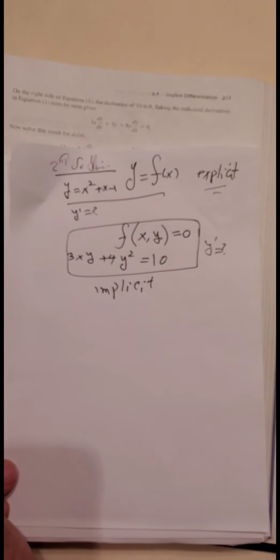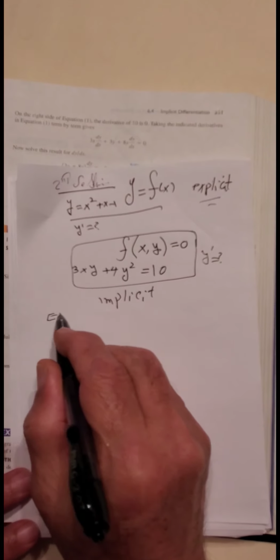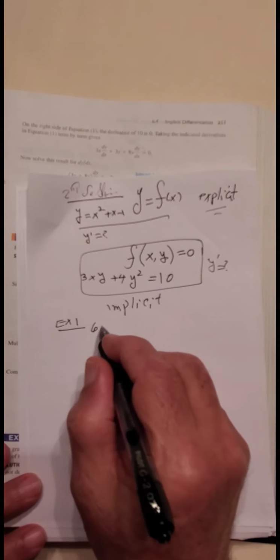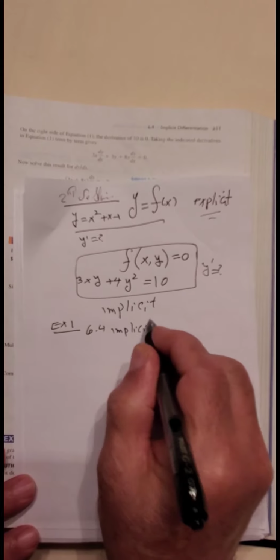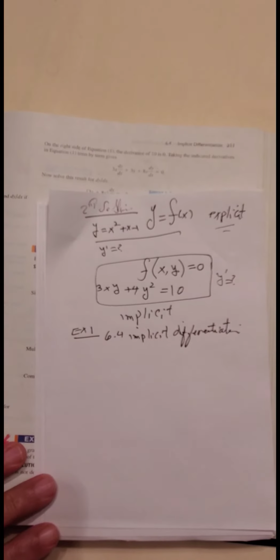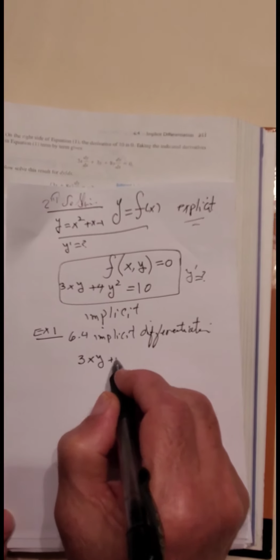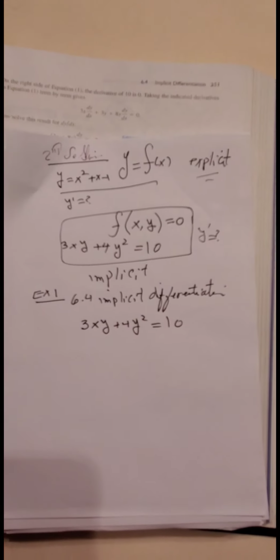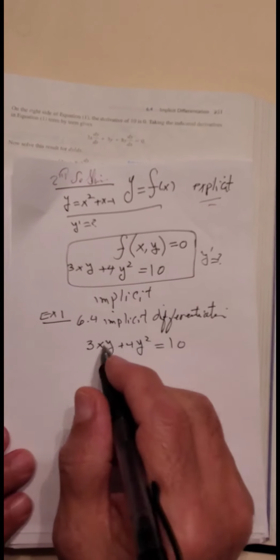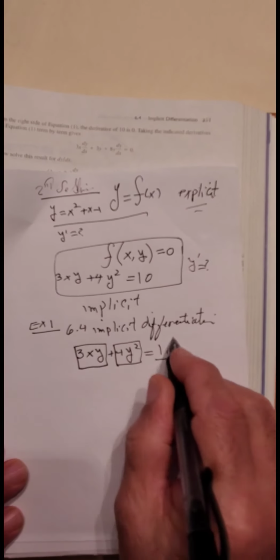Now I can use this example and implicit differentiation to find the derivative. So example 1, page 350 of 6.4, which is called implicit differentiation. In this case, we have to take the derivative of each term of the above equation, 3xy plus 4y squared is equal to 10. Because we cannot solve for y, we have to take the derivative of each term with respect to x.